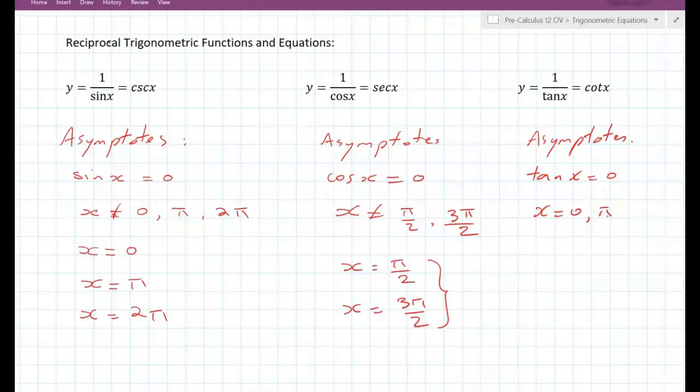And in this case, you cannot have those, right? So therefore, the equations of the asymptotes are x equals 0 and x equals pi. All right, now let's look at the graph of each of these.